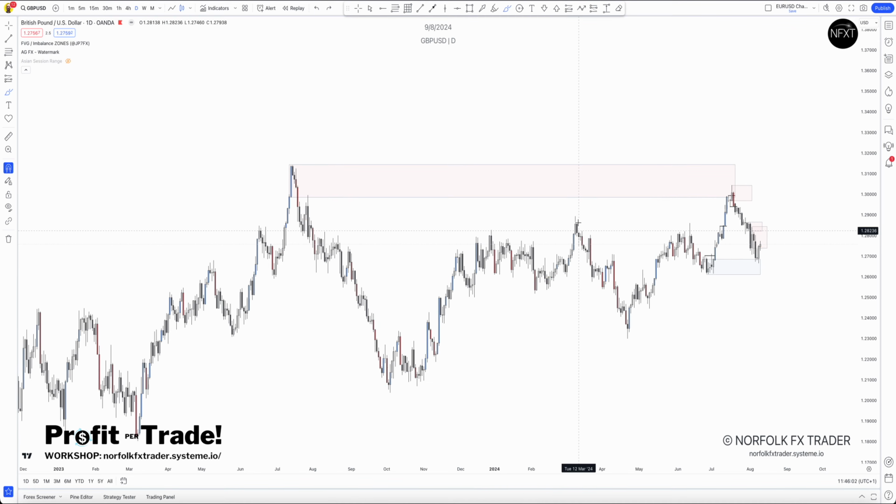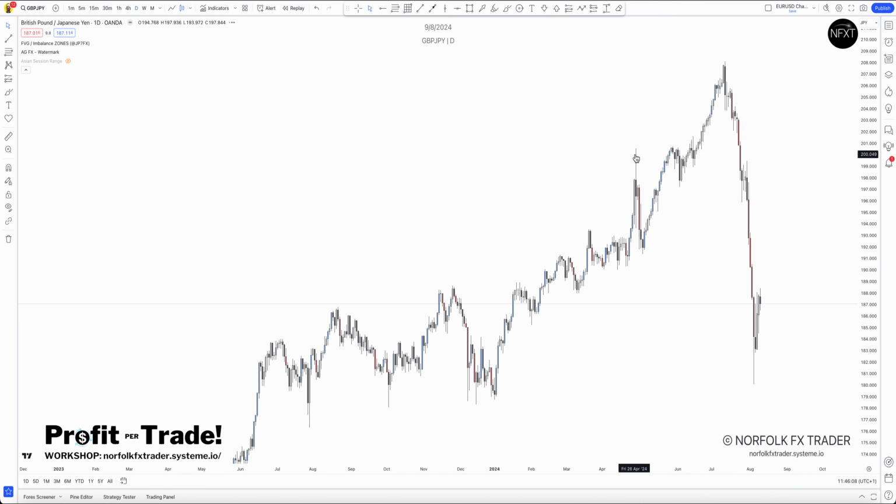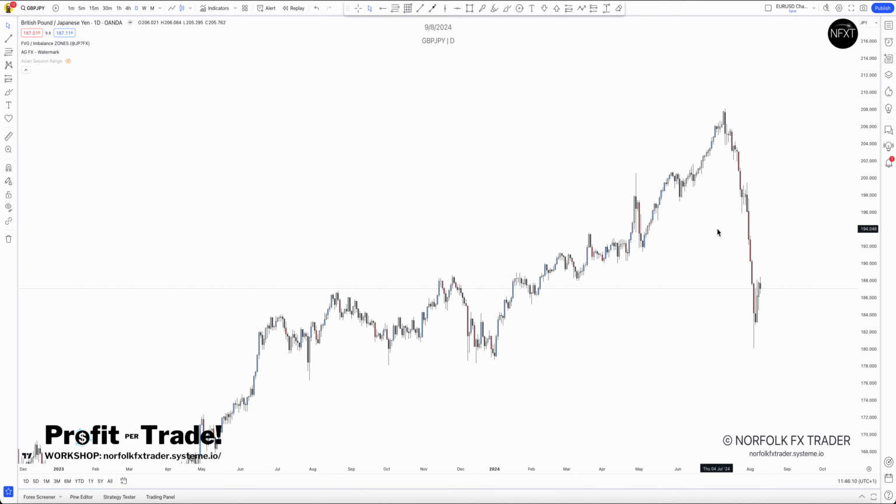So let's now go over to the next pair in the pound, and that will be the pound Japanese yen. I'm just going to grab a quick sip of my drink, otherwise I might lose my voice halfway through.